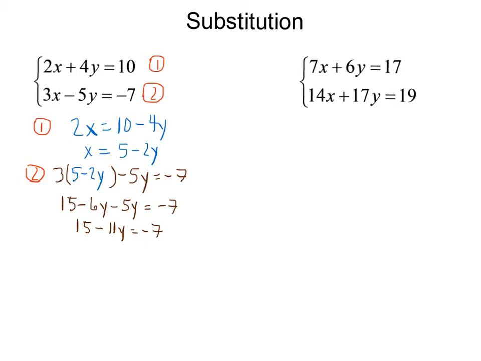Move the 15 to the other side. Divide and get y. Now I'm going to plug this value back into this equation. I could do it into any of these equations, but this equation is very nice because it's got x by itself. So that 2 value is going to go right in there for y. And this gives me that x is equal to 1.